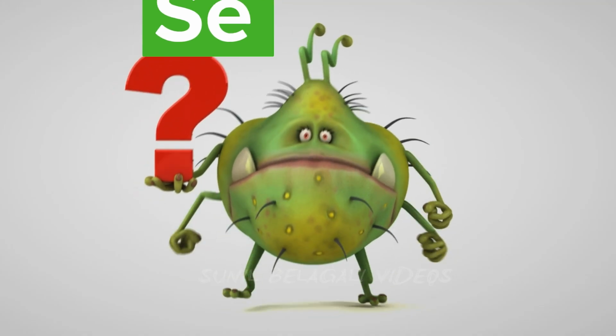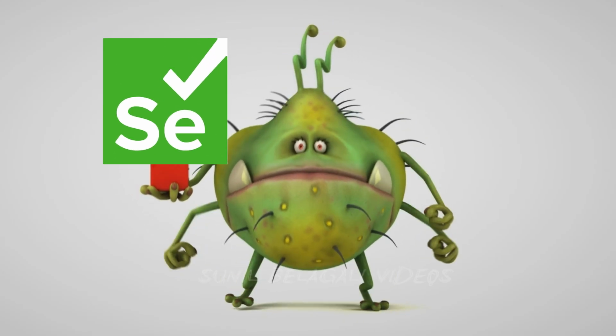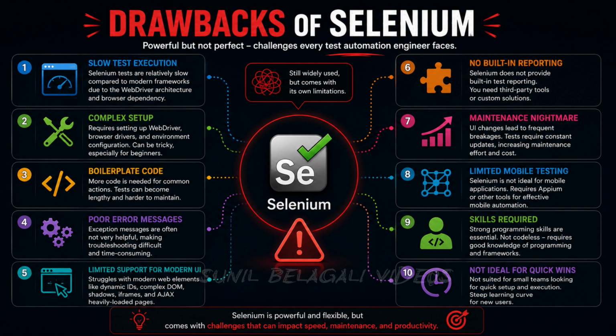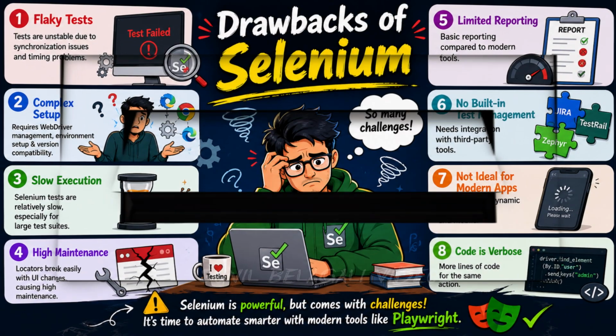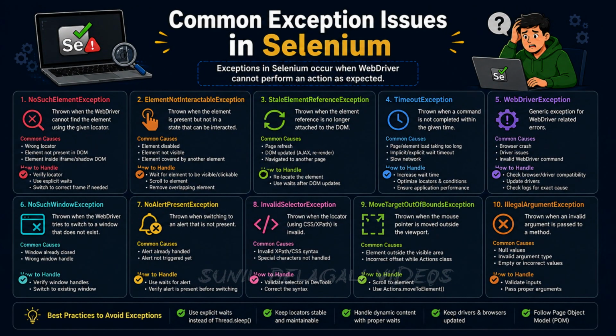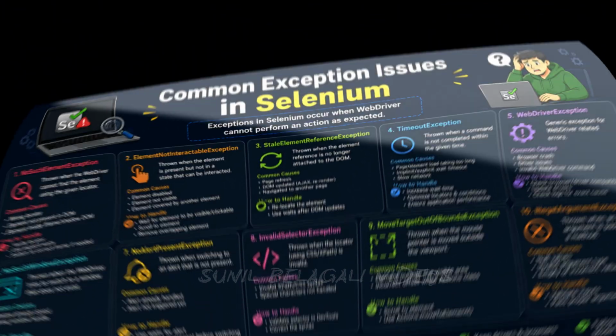For many years, Selenium dominated browser automation. But modern applications became more dynamic. Pages load asynchronously, elements appear late, APIs respond at different times, and the so-called automation engineers spent huge amounts of time fighting timing issues. Things like element not found, element not clickable, timeout exception, stale element exception, and so on. If you have used Selenium before, you have probably seen this.